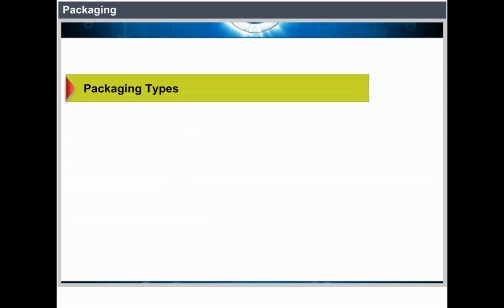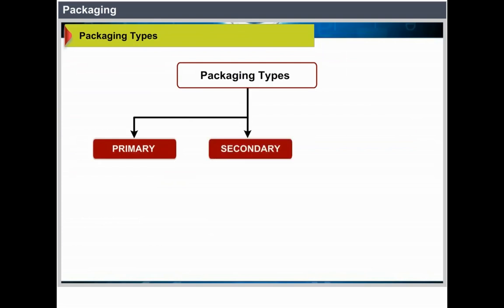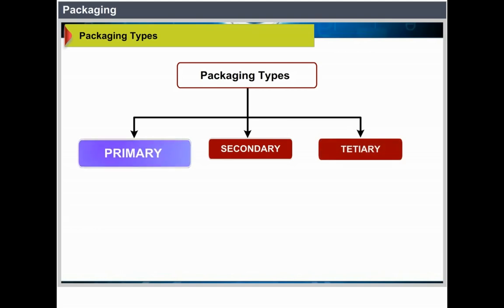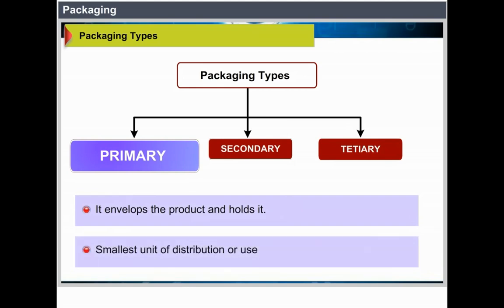Packaging types. Packaging types are primary, secondary, and tertiary. Primary packaging: it envelopes the product and holds it. It is the smallest unit of distribution or use and is the package which is in direct contact with the contents.